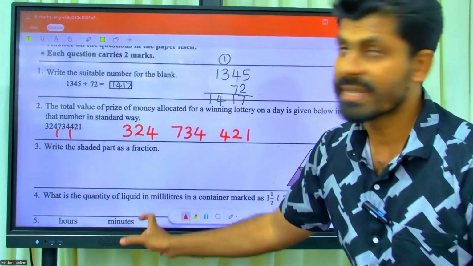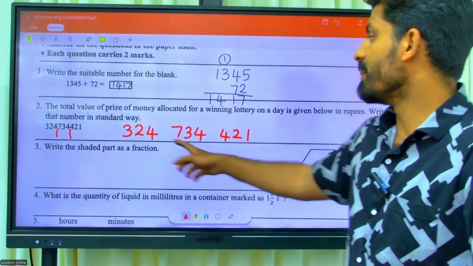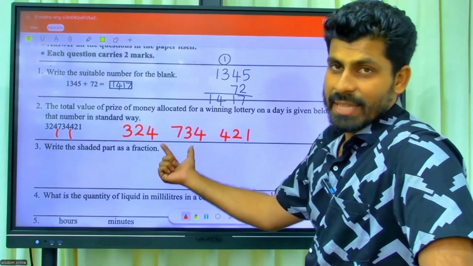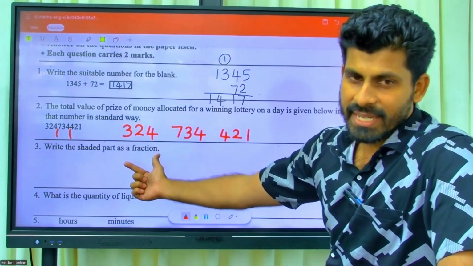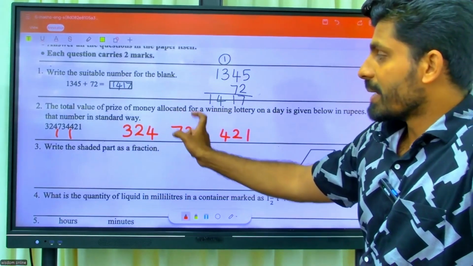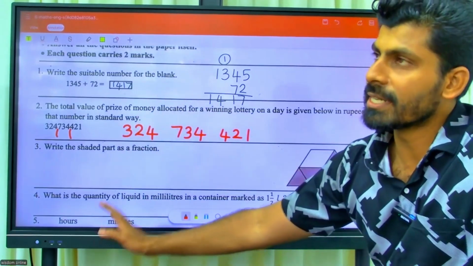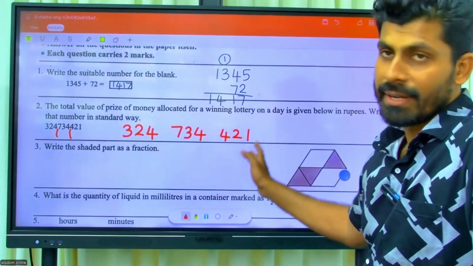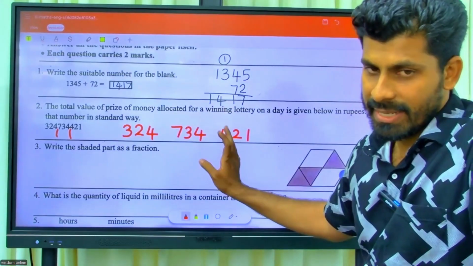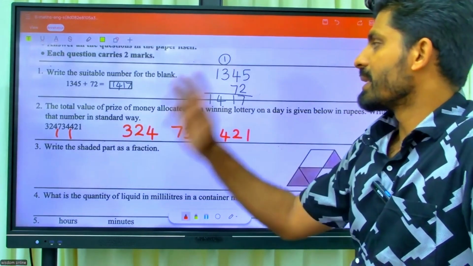So how to read that number? They are not asking to write down the number. That means how to read the number. Units, thousands, millions. How to read that number? 324,734,421. They are not asking to write down this one. So that means how to write down that one in the standard way.